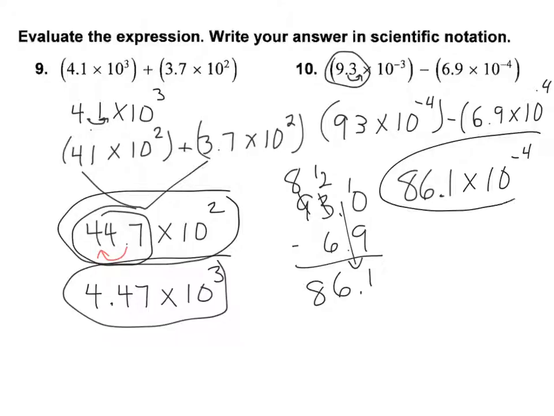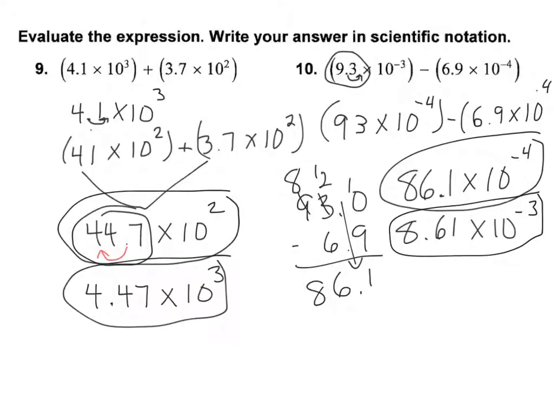But is this in scientific notation? And the answer is no, it's not. So to make this scientific notation, we're going to have to move this decimal, giving me 8.61 times 10 to the, now look here, we made this smaller, which means this exponent has to get one larger. And one larger, or one more positive, would be -3. So my final answer for number 10 is 8.61 times 10 to the -3rd.